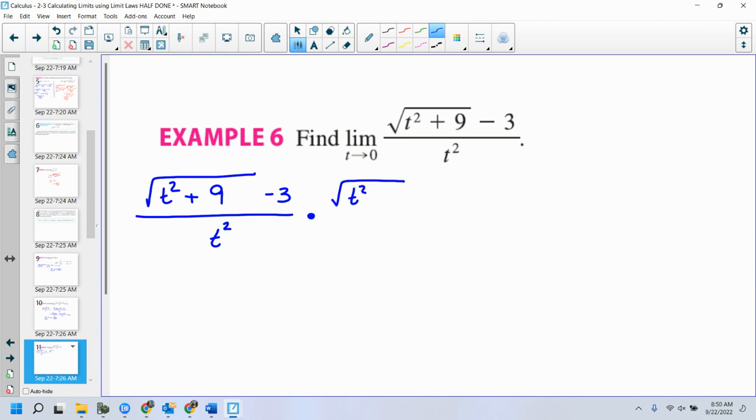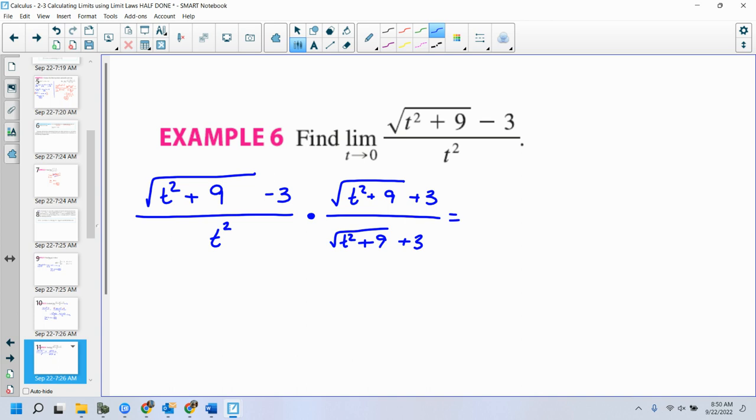So this is the square root of t squared plus 9 plus 3, over the square root of t squared plus 9 plus 3. We're kind of unrationalizing the denominator. Again, this is just another tool that you can use to throw at a problem to see if it might help. Does unrationalizing the denominator work every time? No. But you'll see here in this case, it does.